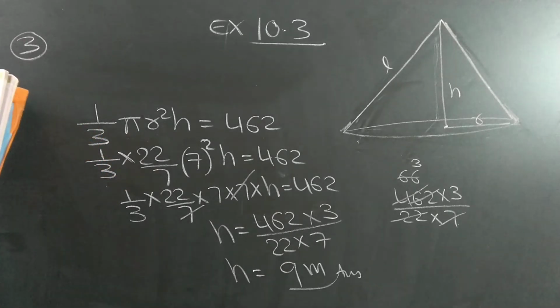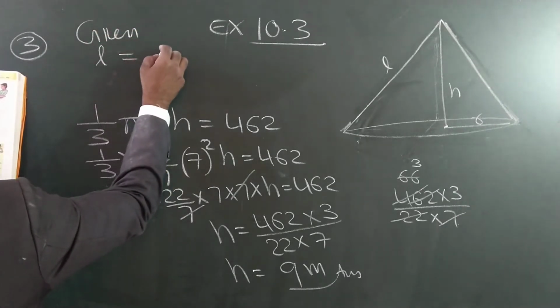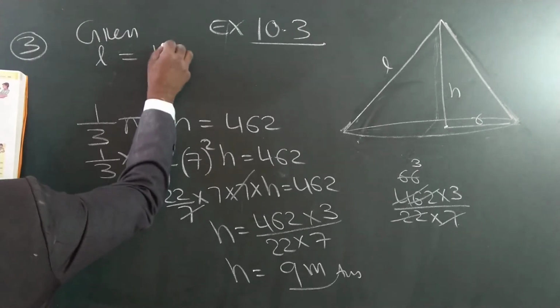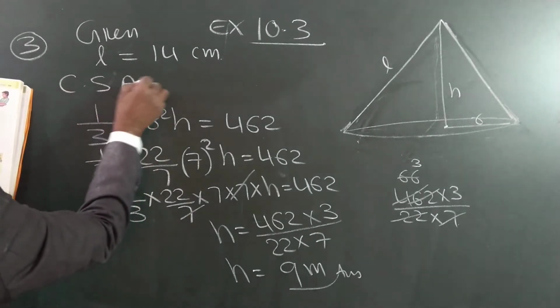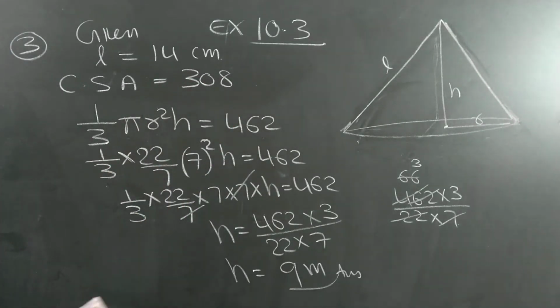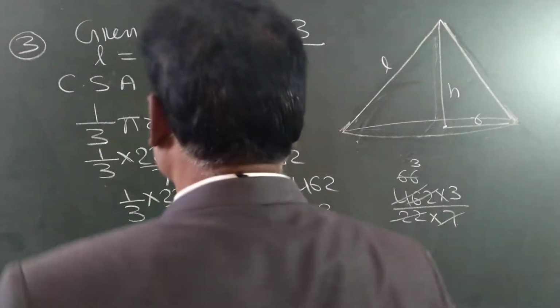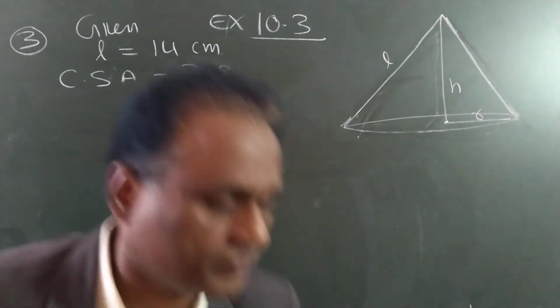The curved surface area of the cone is 308 and the slant height is given, L is equal to 14 centimeters. Curved surface area is equal to 308. L is equal to 14. That's all. These two values are given, and we are asked some questions in this.